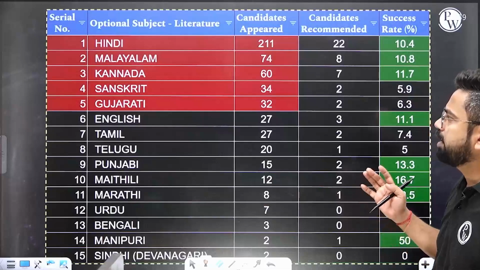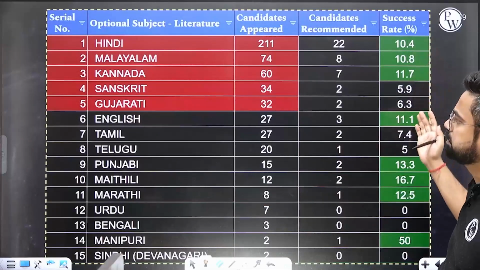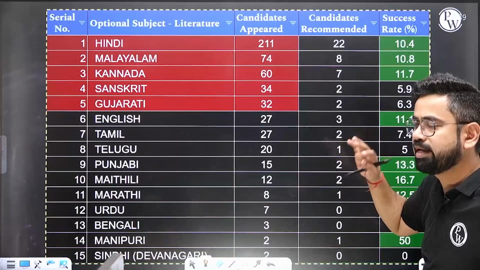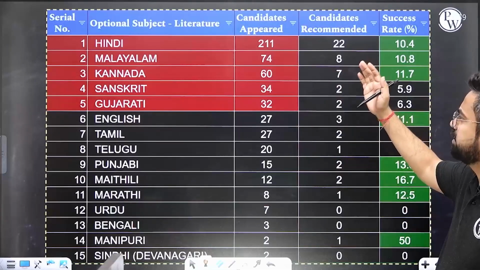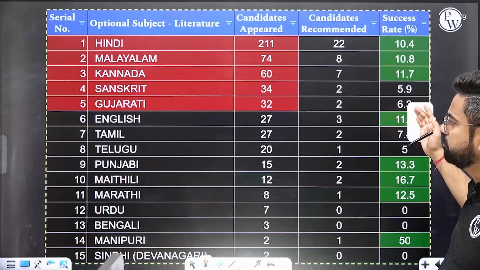Also, I'm comparing literature subjects. Literature subjects also contribute a very high percentage. If you have a literature background and you think, no, I only have to take anthro, you must understand that a lot of students are getting selected from literature. 10.4%, 10.8%, 11.7%, 11.1%. Amazing.